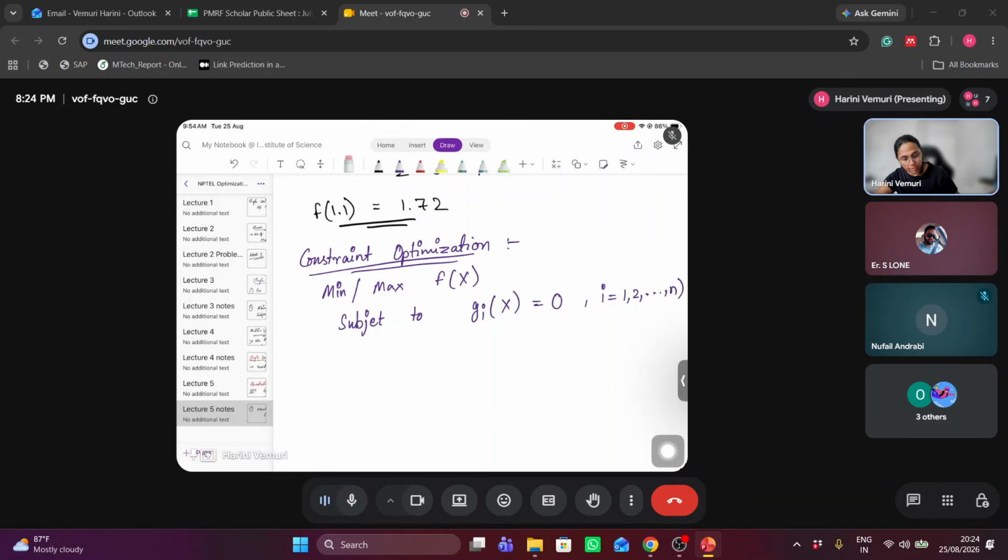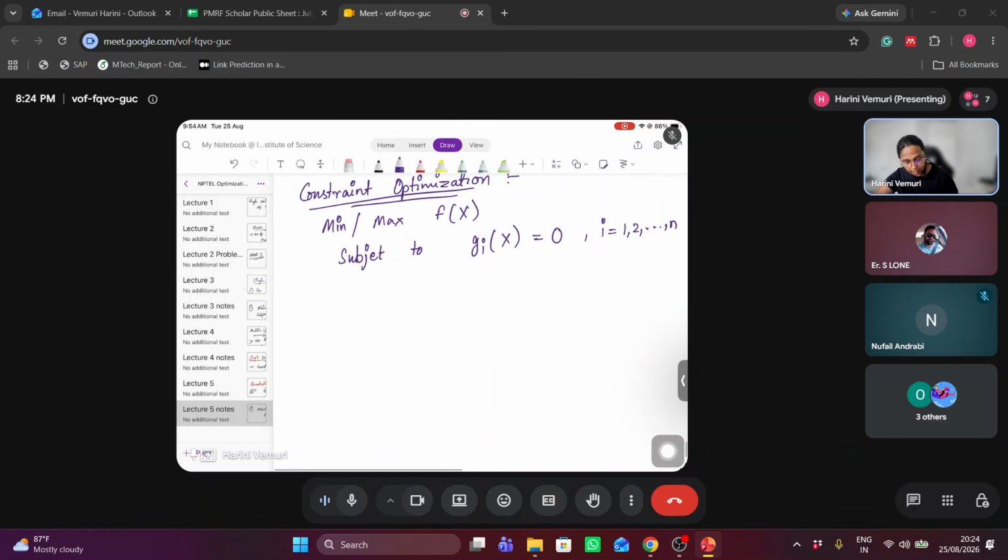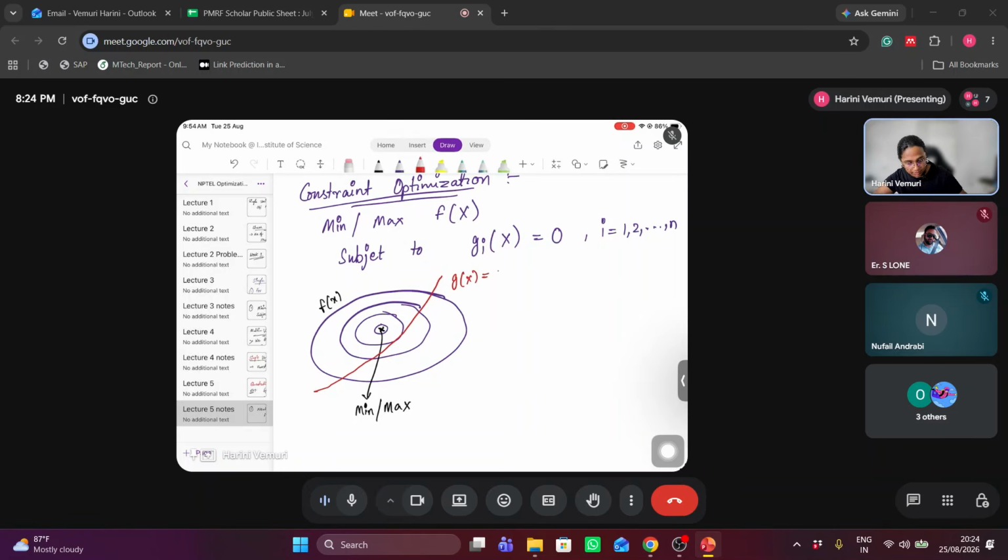Suppose we have an optimization problem f of x; we have these contours. At this particular point the optimum will exist, minima or maximum. But now we have a constraint that it should satisfy g of x equal to 0. So I'm just assuming one line for now to give an idea. And this is a two-dimensional problem, x comma y. So in this case, what is happening?